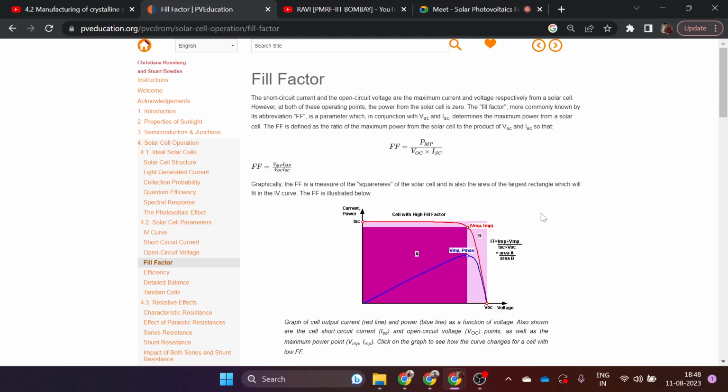This is a cell with a high fill factor, and this is a cell with a low fill factor. You can see one thing: VOC and ISC are not changing at all. But the maximum power point is changing, and due to this change, the fill factor is changing. If you don't know this VMPP or IMPP point, it is very difficult to tell about the efficiency or fill factor of a solar cell, or we can say the condition of a solar cell, because fill factor is very important to know about the condition of a solar cell.